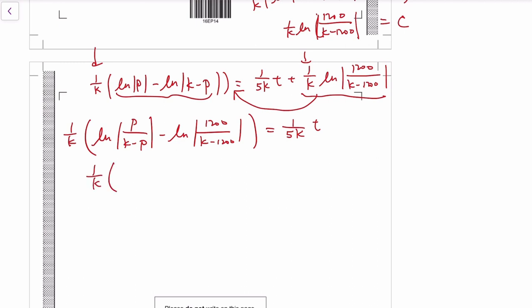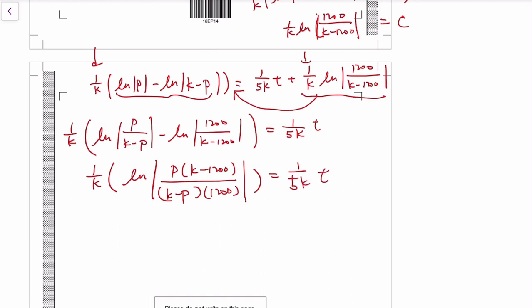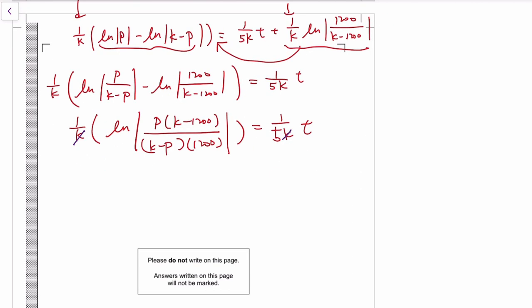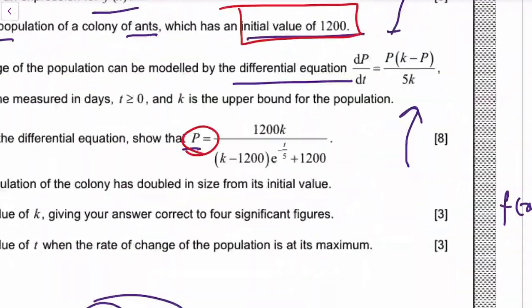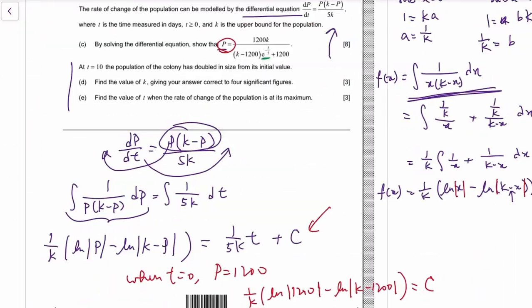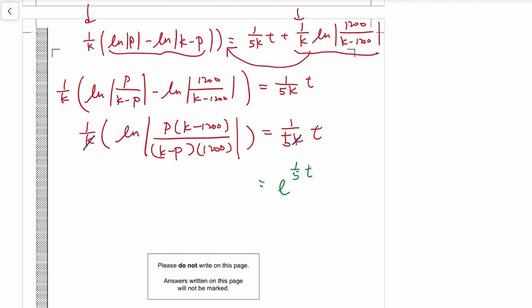Then again we have a log minus another log, so we can again divide them. So it becomes p times k minus 1200 over k minus p times 1200. Right, because we're dividing, so we flip the second fraction. 5kt. I think this k cancels out. And then we can get rid of the log, the ln, using e. So it's e to the power of 50. So let's check if that's correct. So they do have e to the power of 50. You may be thinking they have negative though. That's fine. We can make the negative appear later.